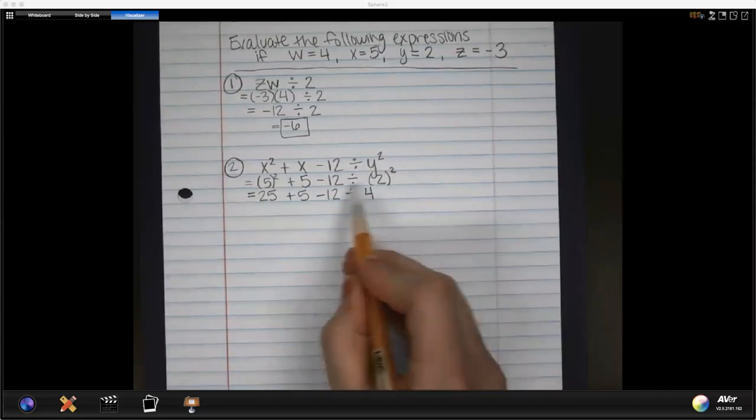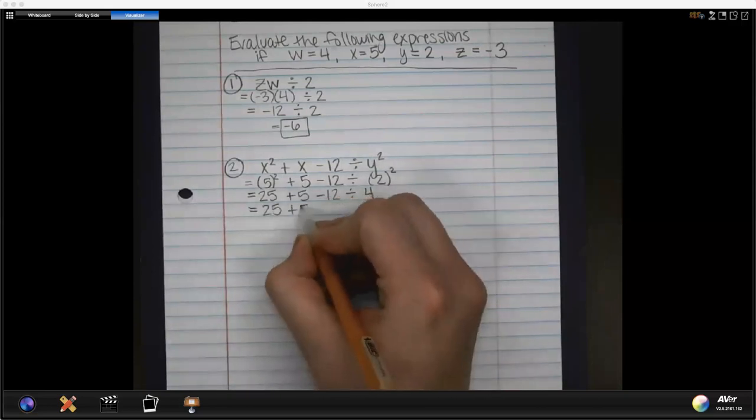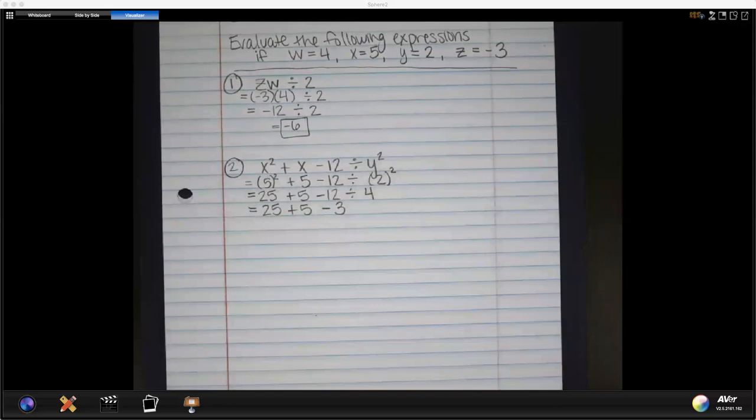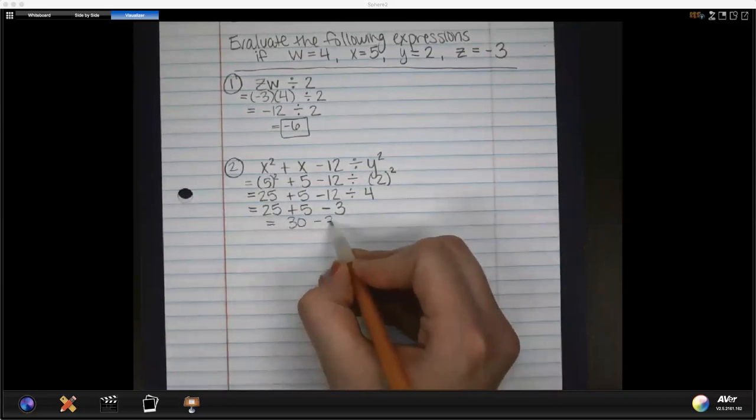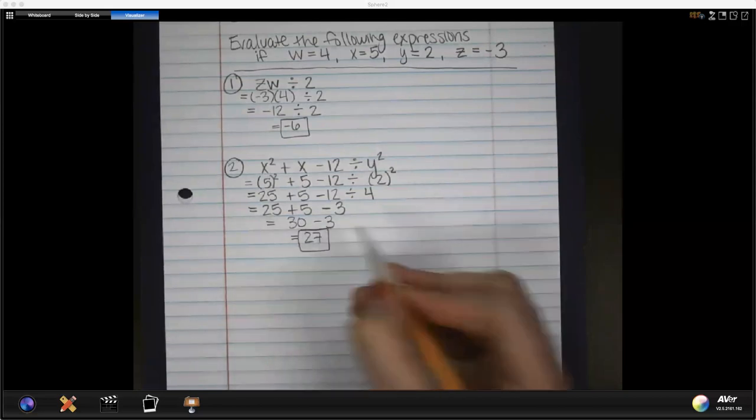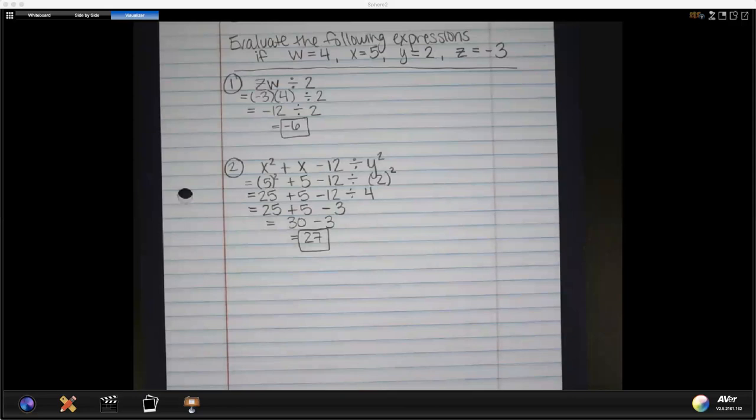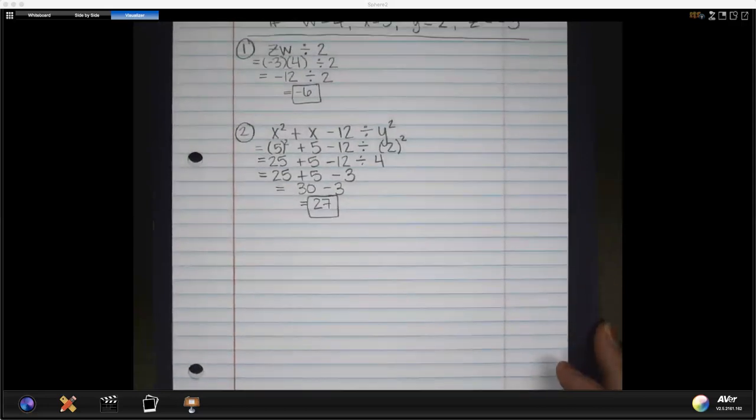Division. Good. So it'd be 12 divided by 4, which is 3. Okay, and then we have adding and subtracting from left to right. So 25 plus 5, and 30 minus 3, which is 27. Yes. So any questions regarding number 2?